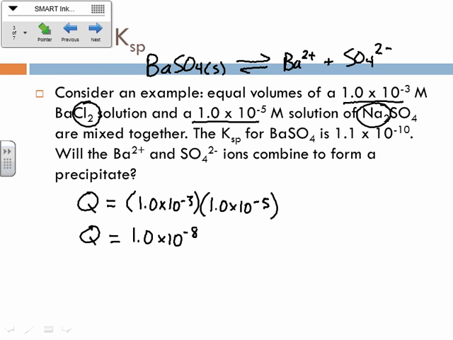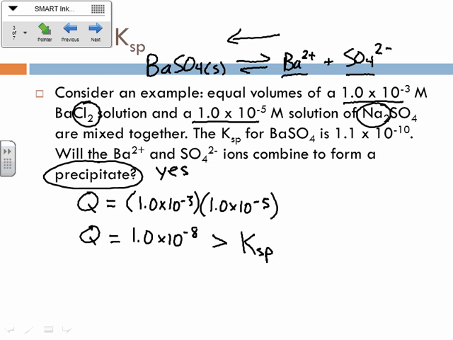Now, how does that compare to K? It's bigger than K, KSP, I should say. So let's think about this for a second. If Q is bigger than K, then what direction is this equilibrium going to go? We've got to reduce the amount of this and this in order to reach equilibrium, right? So if it goes this way, what are we going to see when the reaction occurs? We're going to see it precipitate. You see how that works? So the answer here is yes, they will form a precipitate. That's kind of how that works. Now, what if the Q had been less than K there?